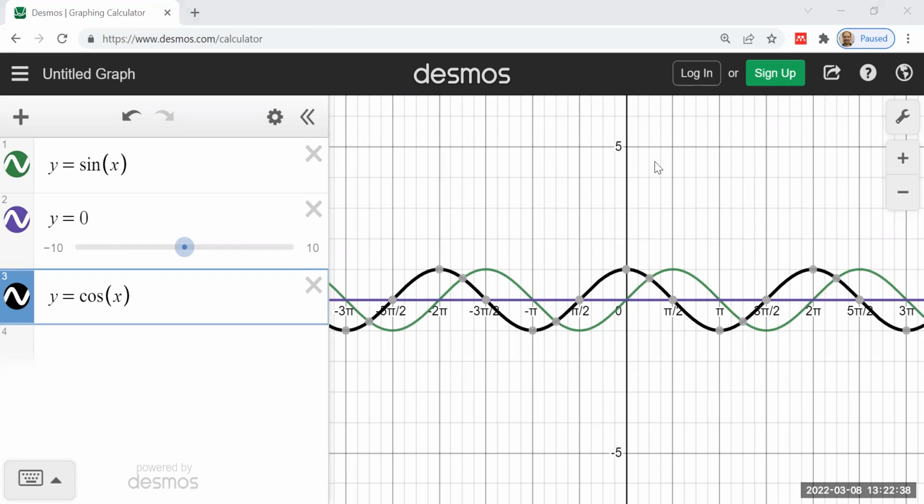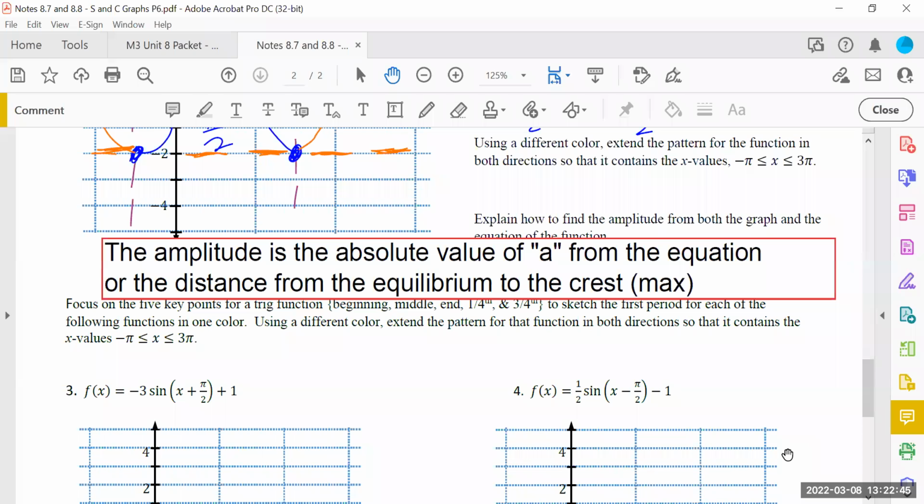So now let's go ahead and graph a few more, and then we'll be good with this lesson. What was that? Go ahead, sign up. Take the pass.